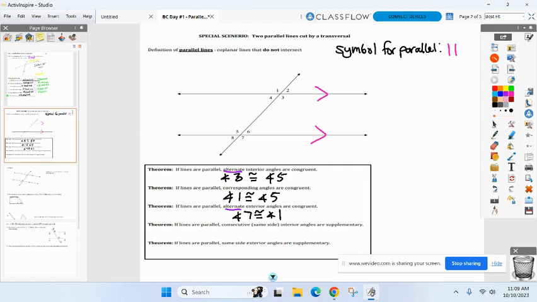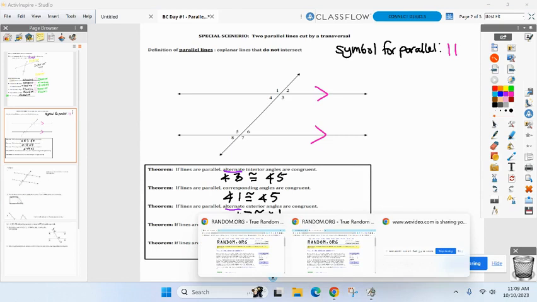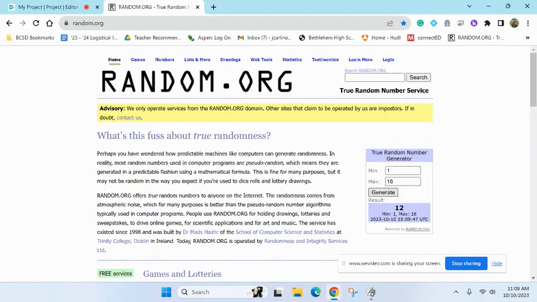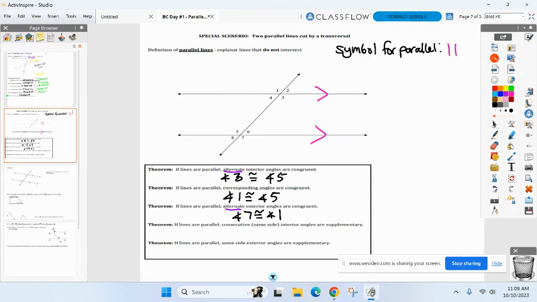Same side interior. Give me a pair of same side interior angles on our diagram. Olivia, same side interior. Yep, be confident. So now watch, I'm not going to put the congruent symbol. I'm going to say angle 3 plus angle 6. You guys know what supplementary means. What am I going to set it equal to? I'm going to set it equal to 180.